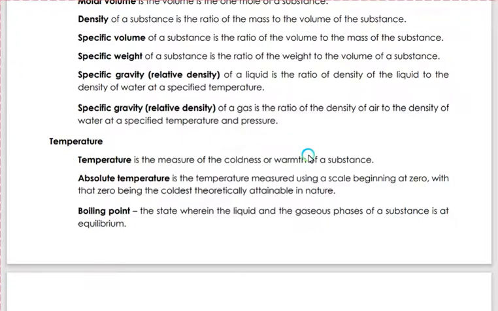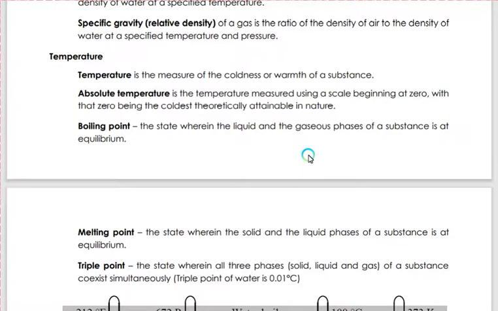Boiling point is the state wherein the liquid and gaseous phases of a substance are at equilibrium. Melting point is where the solid and liquid phases are at equilibrium. Triple point is the state where all three phases of a substance coexist simultaneously. You will understand later the concept of triple point when we get to thermodynamics and graphing, where we see the triple point of water.